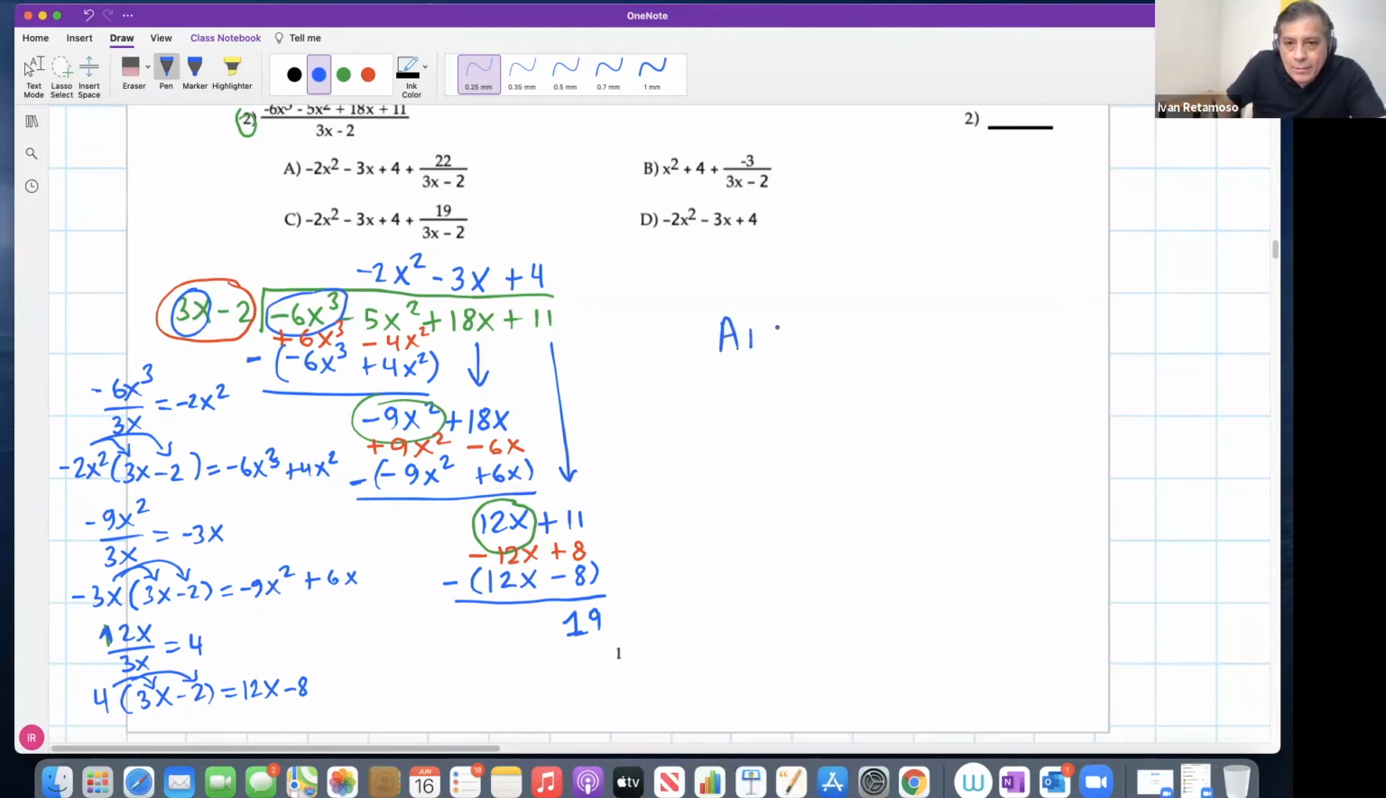So how do I write my answer here? Answer. Well, first, always the quotient, right? Minus 2x squared minus 3x plus 4. Then I can write a big R and then the remainder, 19. This is one way, right?